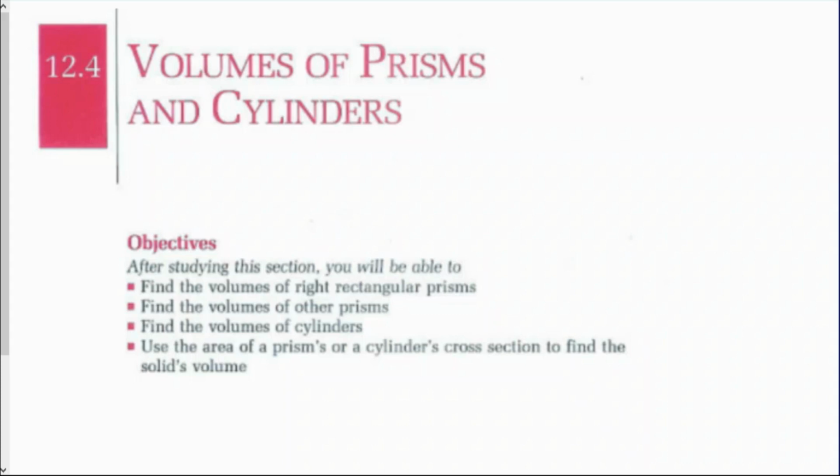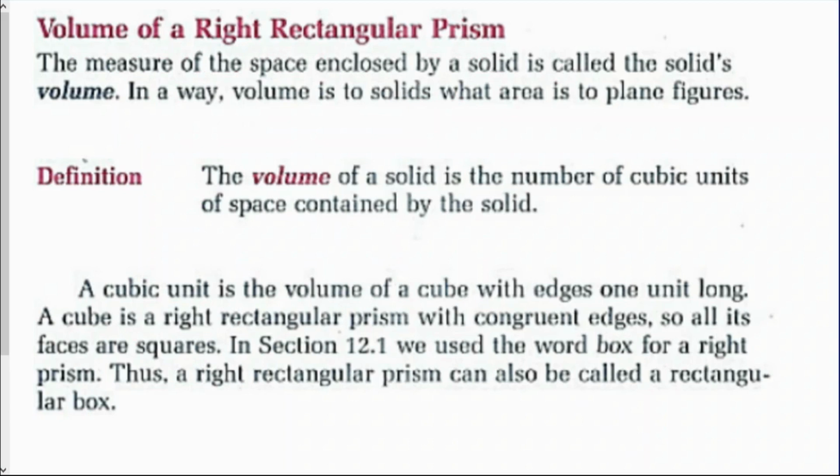Hello everyone. In today's video, we are going to cover Chapter 12, Section 4, Volumes of Prisms and Cylinders. After studying this section, you'll be able to find the volumes of right rectangular prisms, find the volumes of other prisms, find the volumes of cylinders, and use the area of a prism's or a cylinder's cross-section to find the solid's volume. So, a volume of a right rectangular prism.